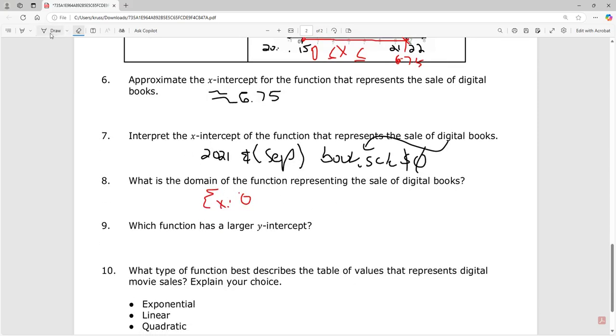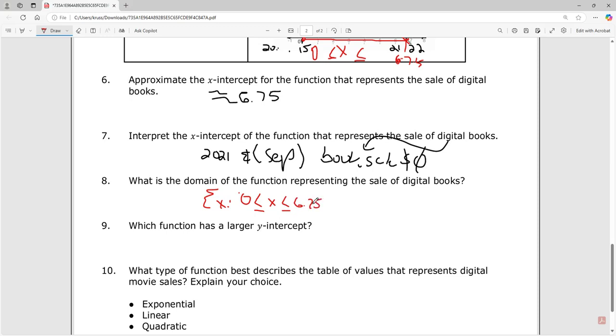It could be equal to, right? So x is greater than or equal to 0, and it is less than 6.75, but it could be 6.75 too. So it's less than or equal to 6.75.